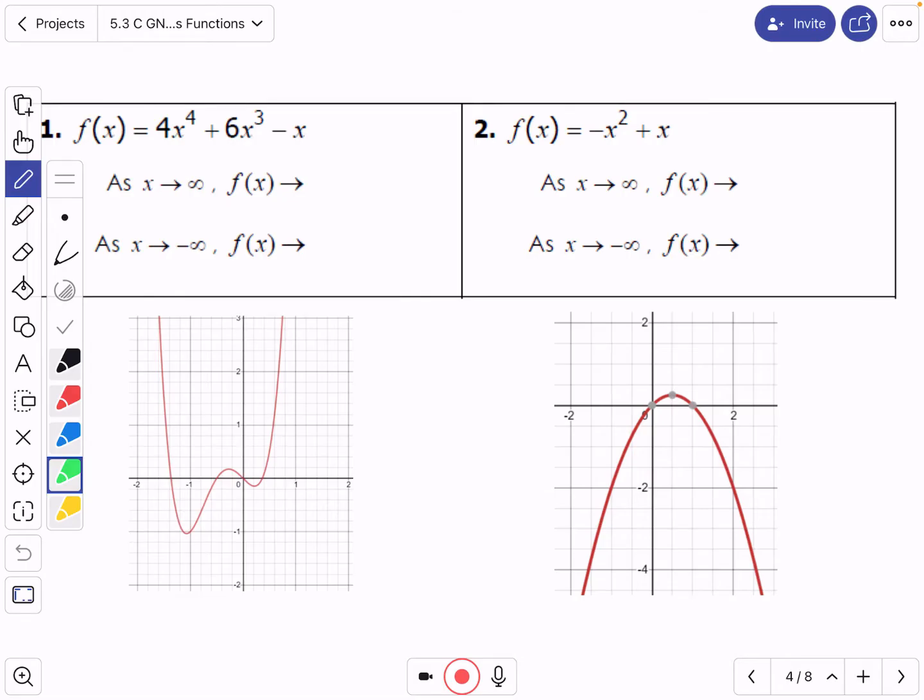So let's formalize that a little bit. And this is actually called end behavior. So what we're saying is, as x goes to infinity, and so here's the x-axis going to positive infinity, as we put in bigger and bigger values of x, our function is headed to plus infinity. So what we say is, as x goes to infinity, f of x goes to positive infinity.